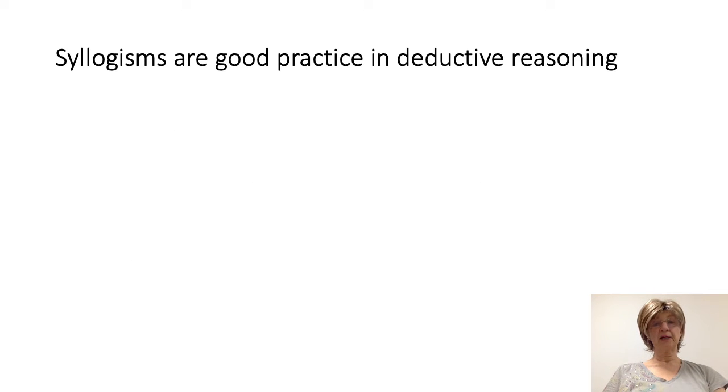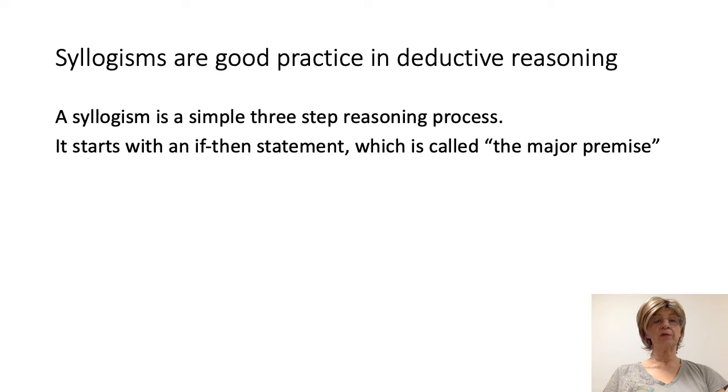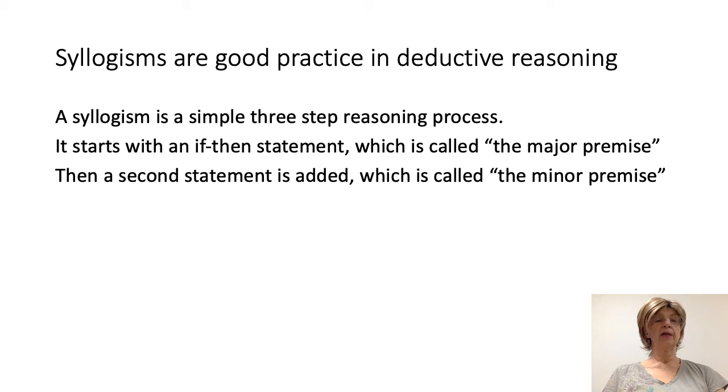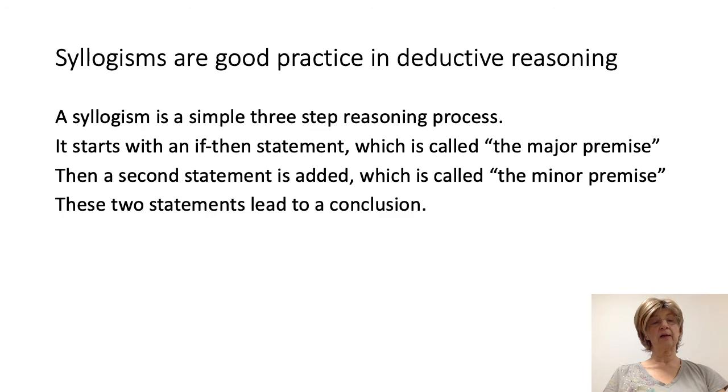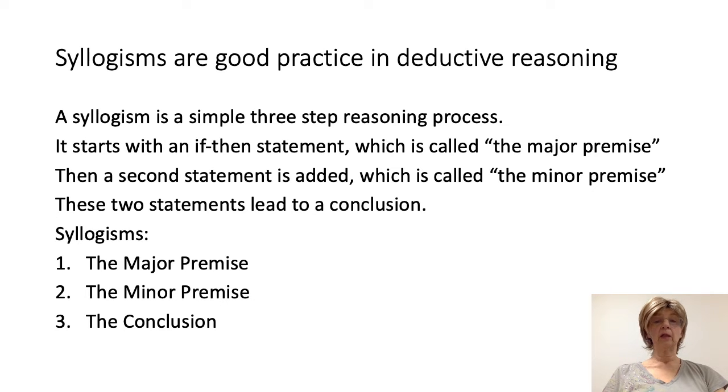Syllogisms are good practice in deductive reasoning. A syllogism is a simple three-step reasoning process. It starts with an if-then statement, which is called the major premise. Then a second statement is added, which is called the minor premise. These two statements lead to a conclusion. Syllogisms: 1. The major premise. 2. The minor premise. 3. The conclusion.